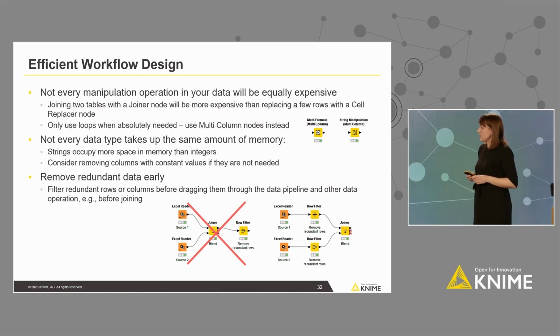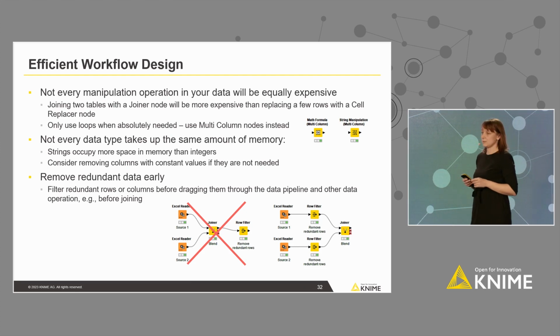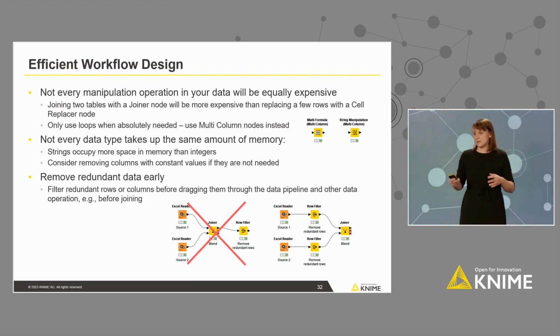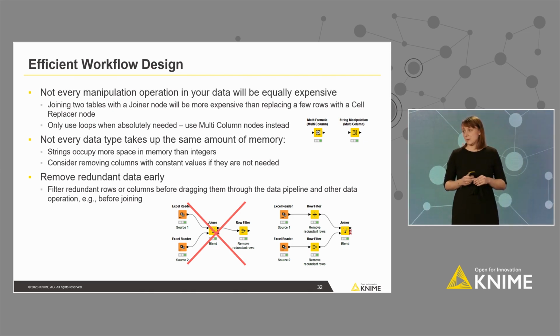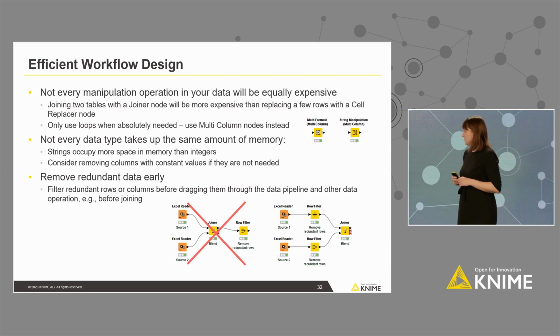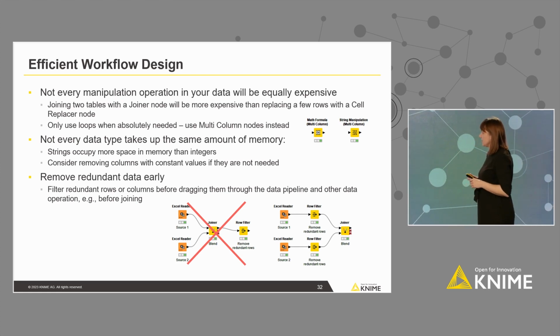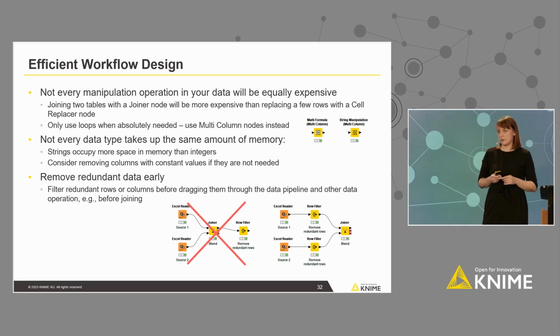So let me give you a few examples. Not every manipulation operation in your workflow is equally expensive. We tend to use nodes that we know quite well, like the joiner node. Maybe you want to join only one column of 2 big tables, and at the end you just want to create a lookup table. Therefore, why not use something like the cell replacer node instead, which is much faster and much more efficient than a long joining procedure.